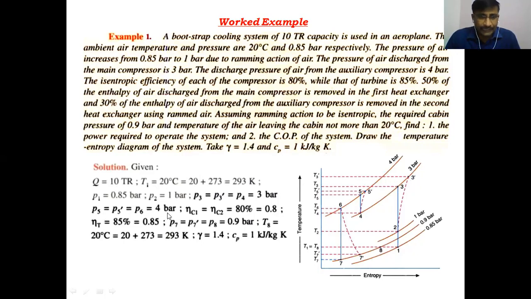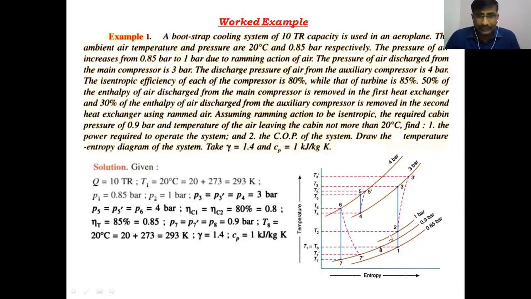And P5, P5 dash and P6, these three points have a pressure of 4 bar after the auxiliary compressor. The efficiency of the compressor is 80%, that is 0.8, and the efficiency of the turbine is 85%, 0.85. Then the pressure of the cabin, P7, P7 dash and P8, are the same, at 0.9 bar. The cabin is to be maintained at 0.9 bar, and the cabin temperature T8 is to be maintained at 293 kelvins. Gamma and Cp values are also given in the problem. Cp is 1 kilojoule per kg kelvin.